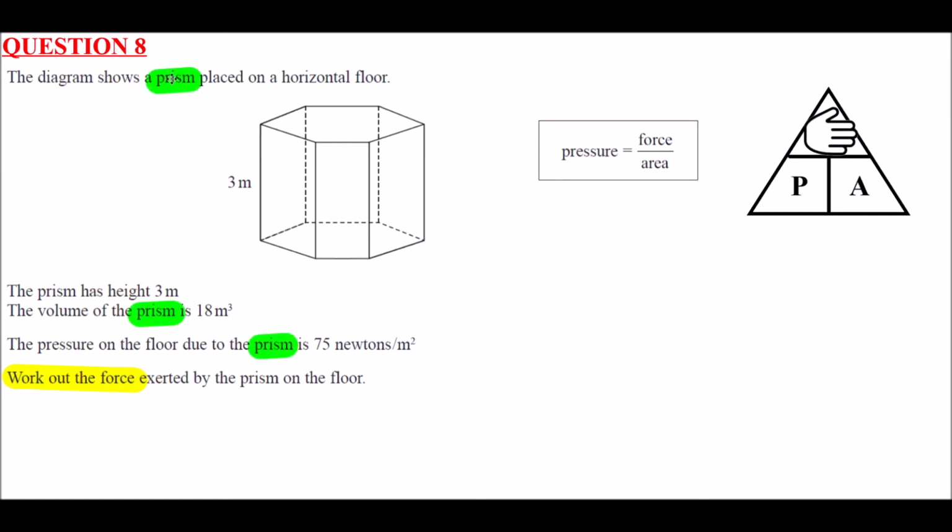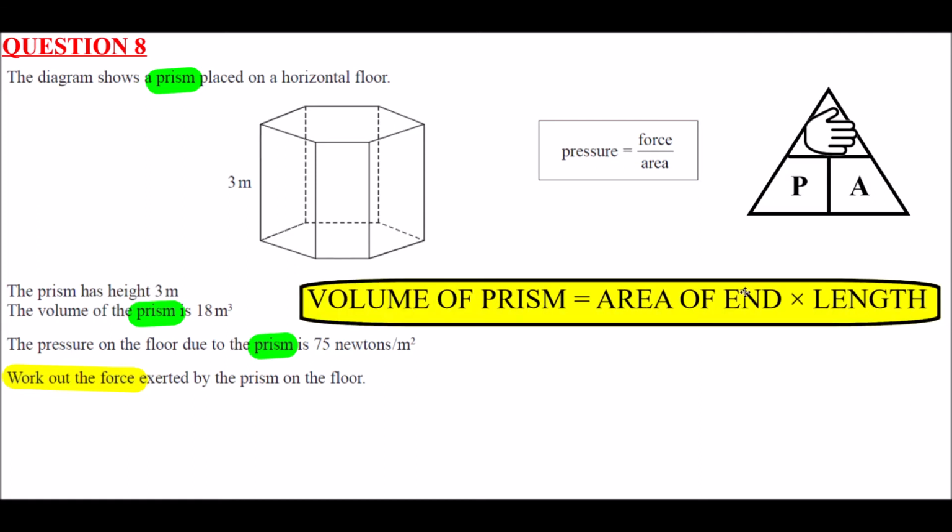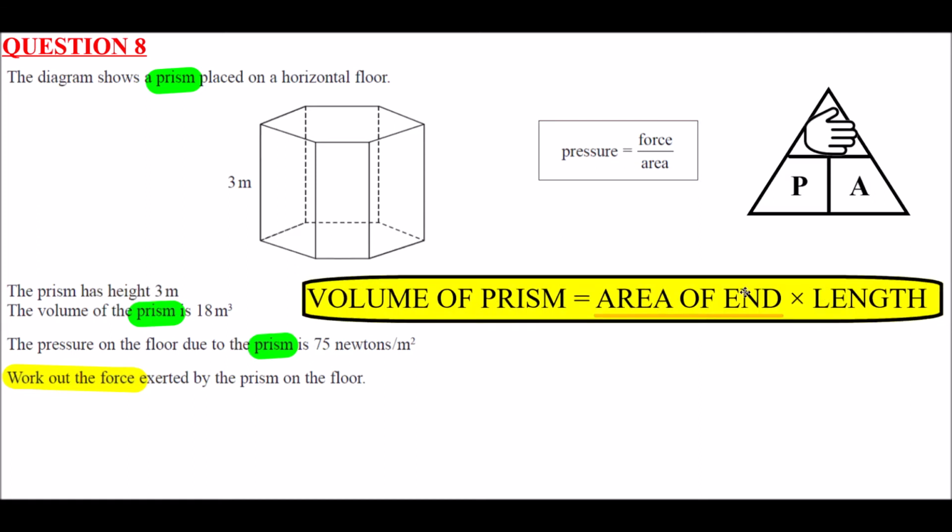It's a prism, and the prism has a particular formula for the volume. The volume of a prism is the area of its end times by the length. So the area of the end bit, we don't know, but the end bit just means the cross-section, which is this hexagon shape here, like so. The length, because it's stood up, is the height, so the length essentially is 3 metres.